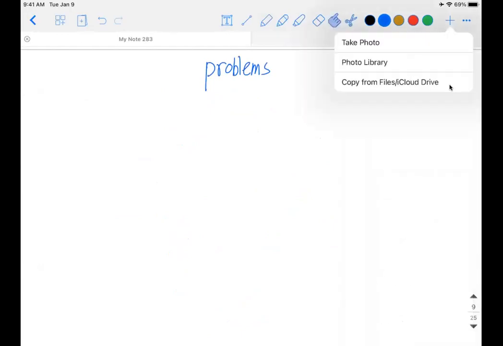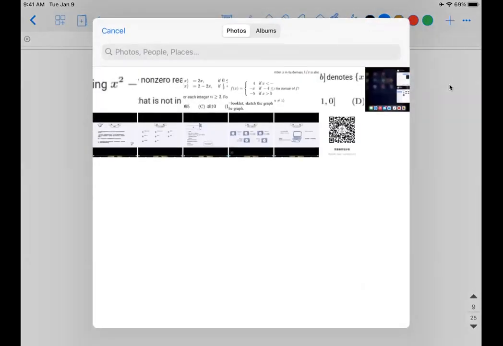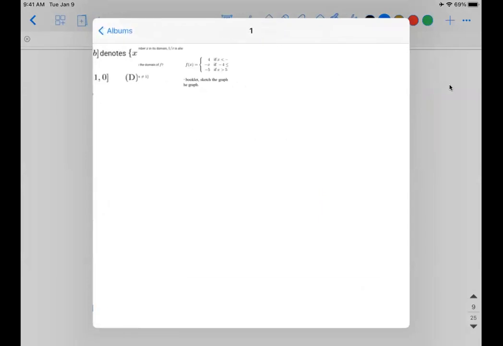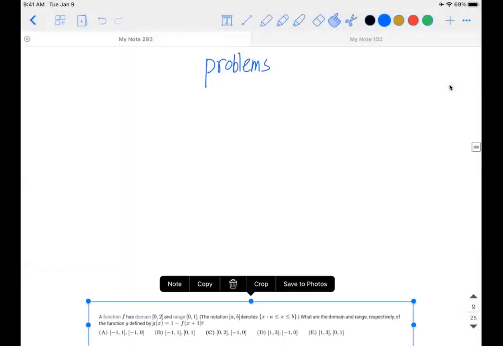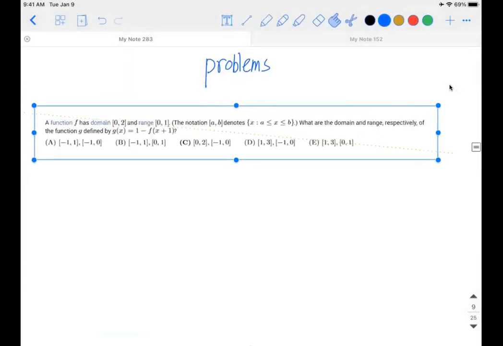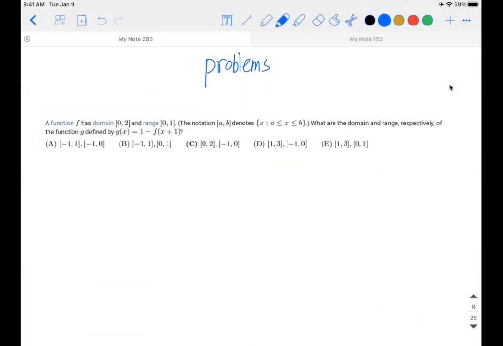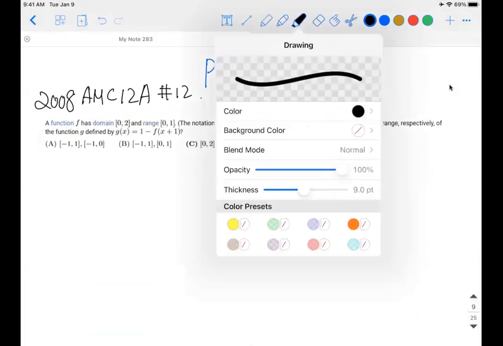The first problem we're looking at, let's have a look at our AMC problem. That's 2008 AMC 12A, question number 12. That's a relatively easy problem, we'll say a warm-up problem. Okay, let's have a quick look at how we're going to do such a problem.